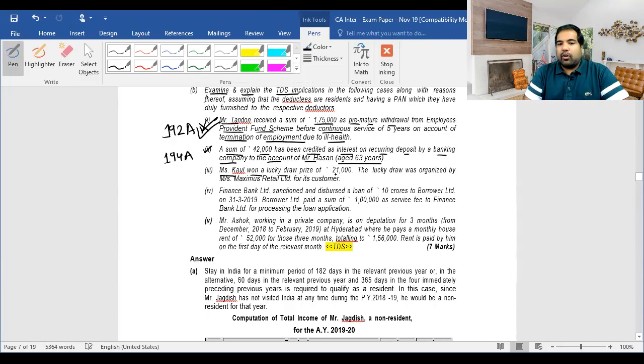Miss Call won a lucky draw of 21,000. The lucky draw was organized by Maximus Retail for its customer. On this, section 194B, 30% TDS will be deducted on that amount because it's more than 10,000.